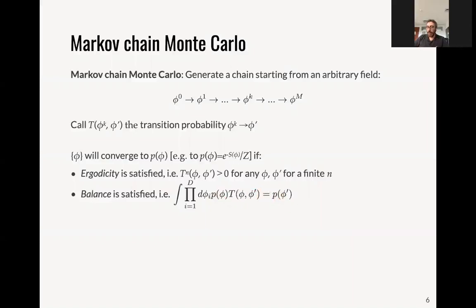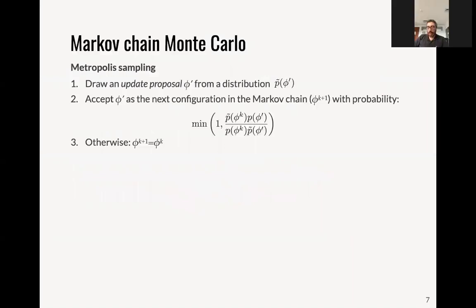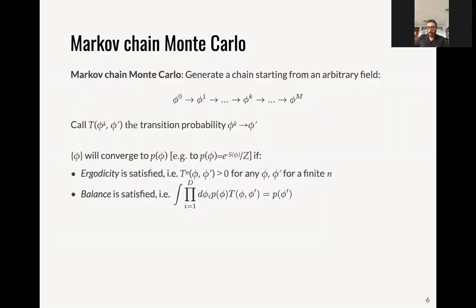So if you can find a transition which satisfies these two conditions, then you can have a Markov chain, and the phi's will satisfy P of phi, which is e to the minus action of phi over Z.